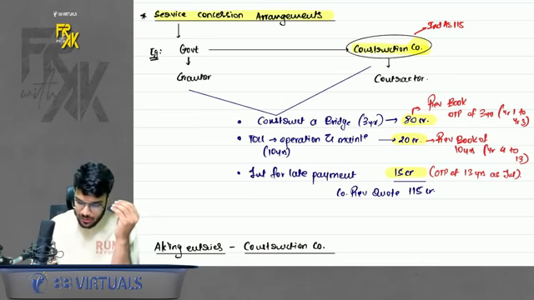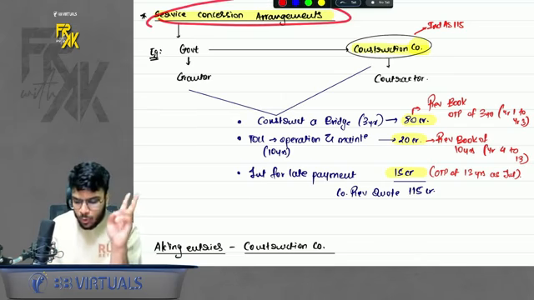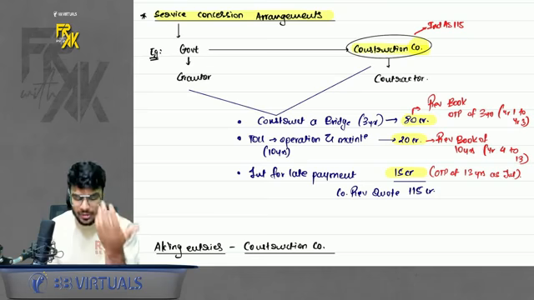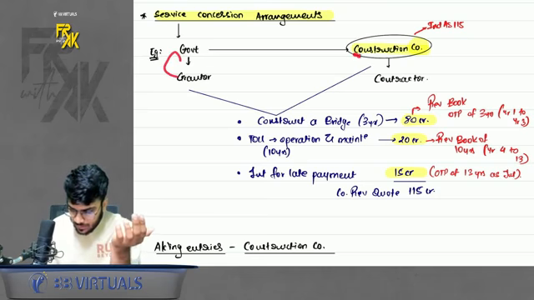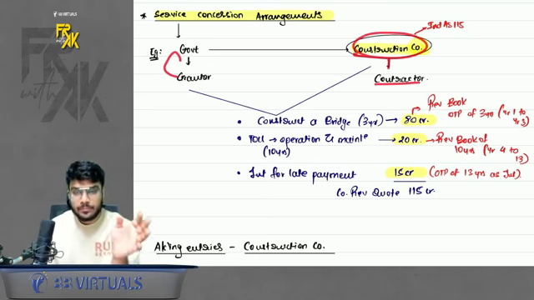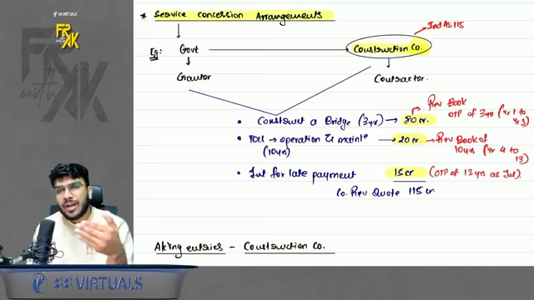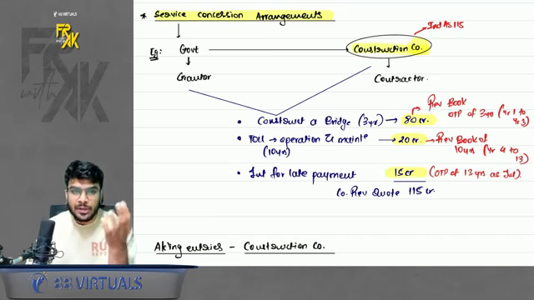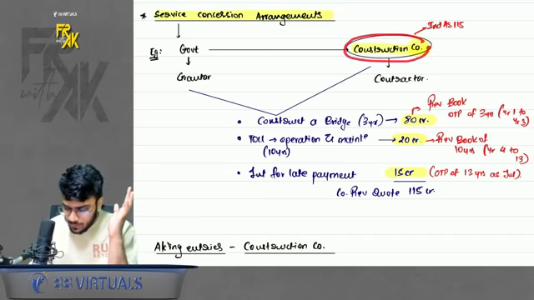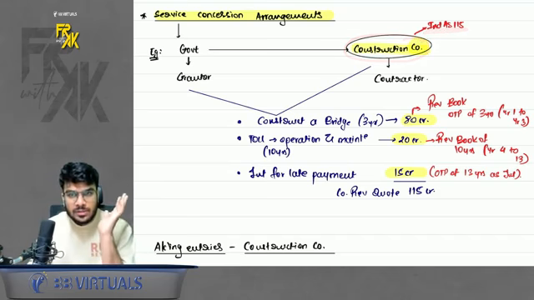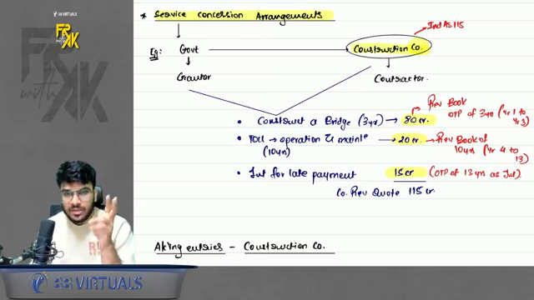Okay. So here in a service concession arrangement, there are two parties: the government, also known as the grantor, and the construction company, also known as the contractor. Now from whose point of view are we doing the accounting? We always do the accounting from the point of view of the company who is going to earn the revenue. Here the construction company will earn the revenue, so we will do the accounting for this construction company. So now here there are two cases.